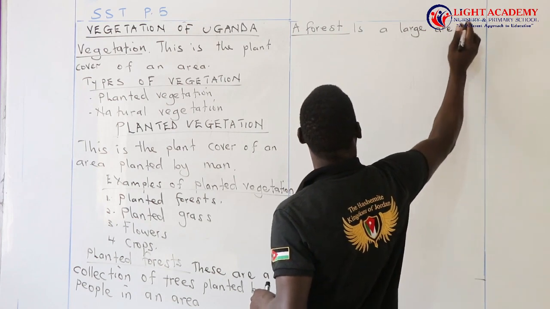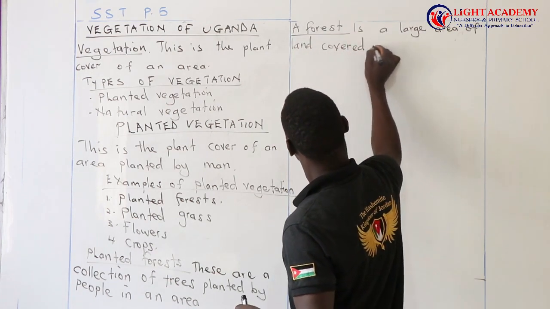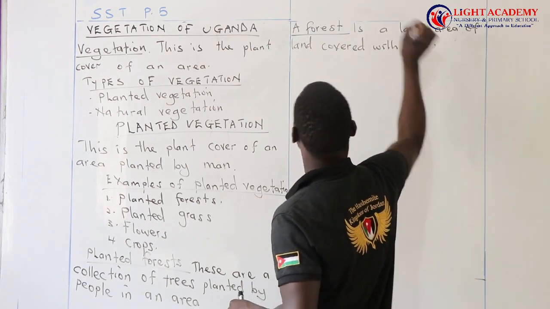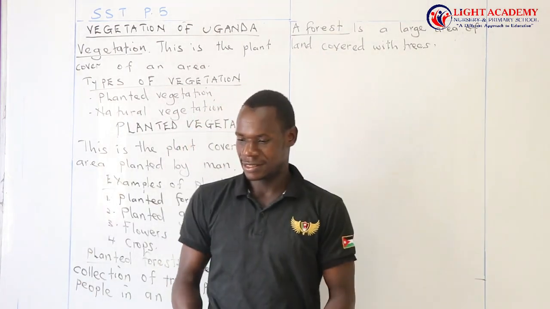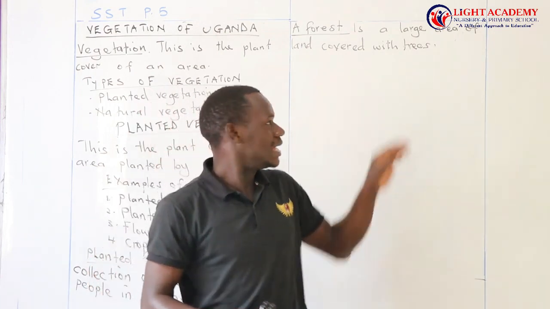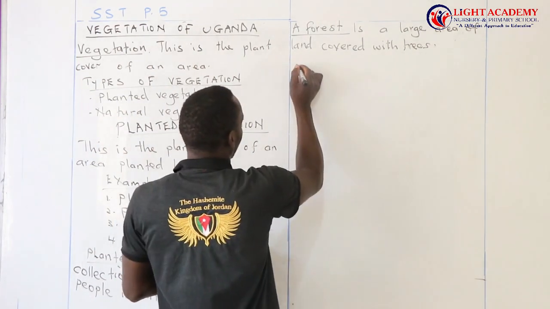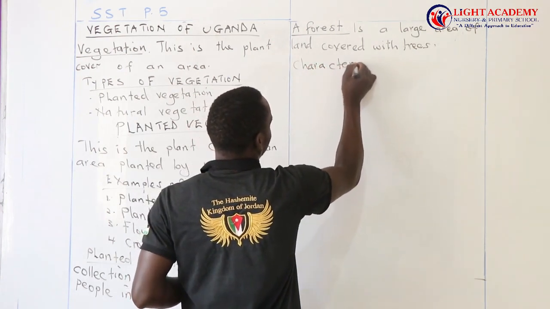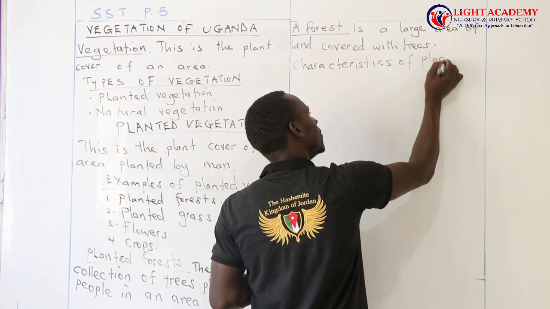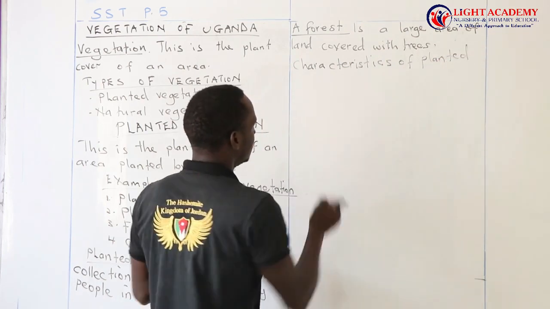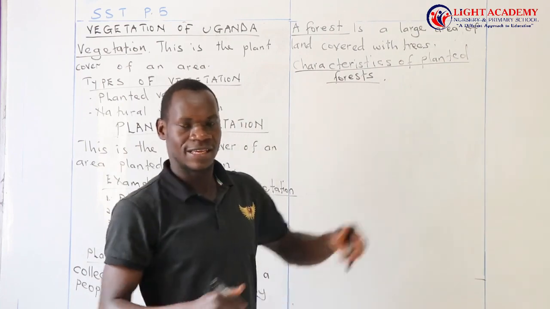A forest is a large area of land covered with trees. You can repeat after me: a forest is a large area of land, a large area of land covered with trees. Let's look at the characteristics of planted forests. What are some of their behaviors? The behaviors of these planted forests.